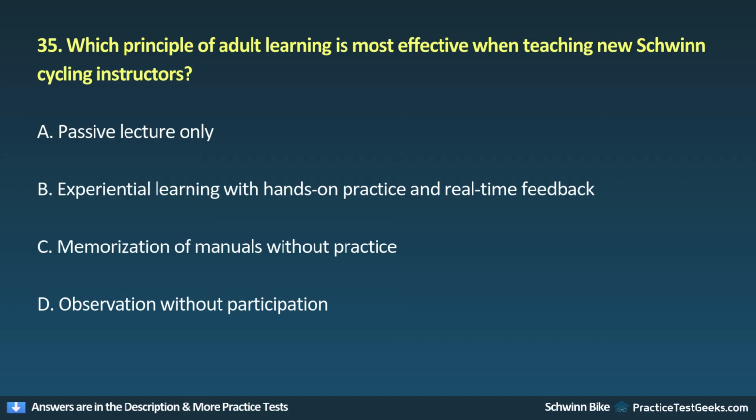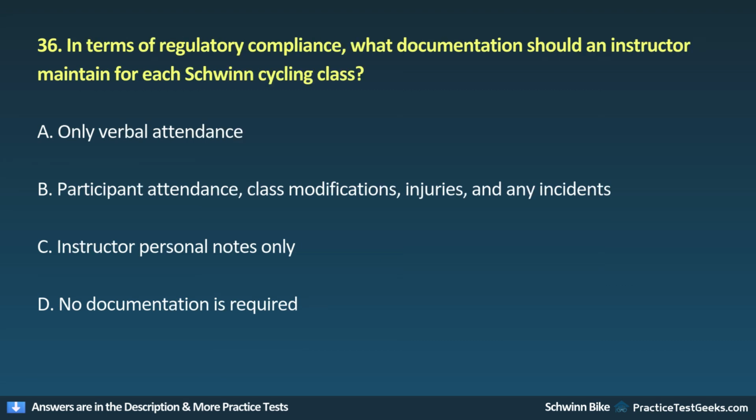35. Which principle of adult learning is most effective when teaching new Schwinn cycling instructors? A. Passive lecture only. B. Experiential learning with hands-on practice and real-time feedback. C. Memorization of manuals without practice. D. Observation without participation.